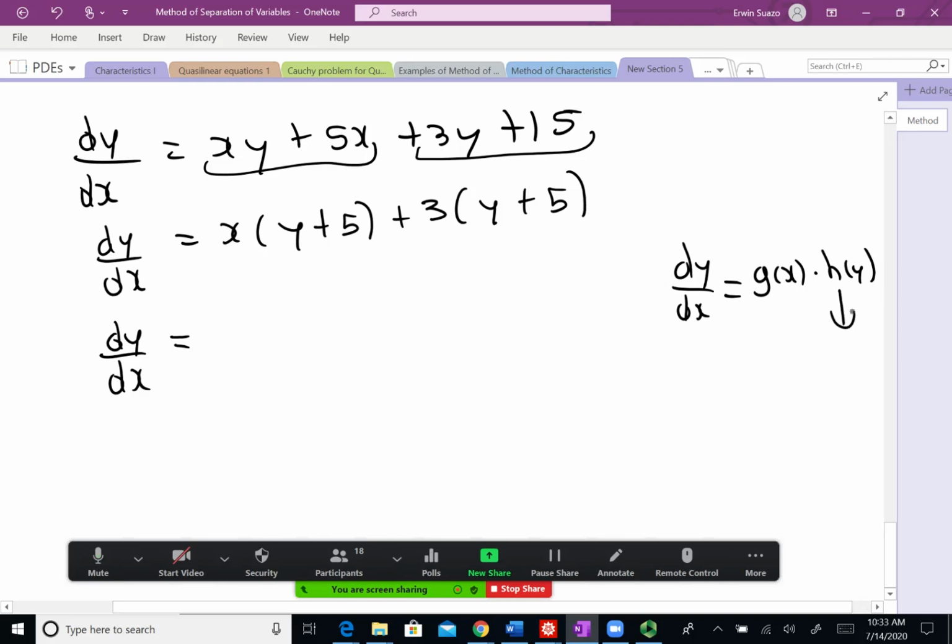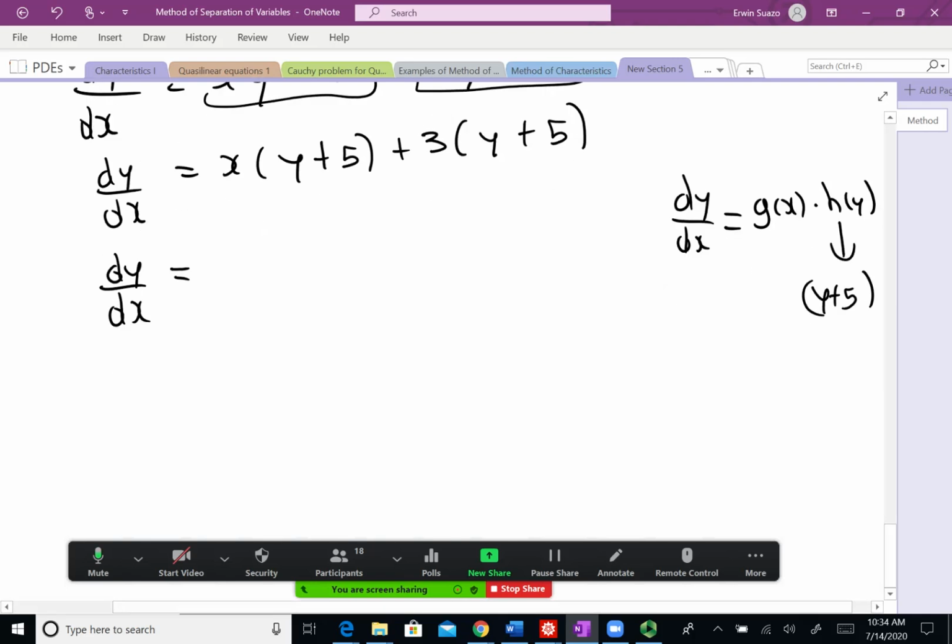Okay, h of y is y plus 5. I agree. So what will be g of x? x plus 3. There you go. Because this is factorization. How do you factor xa plus 3a? How do you factor that?